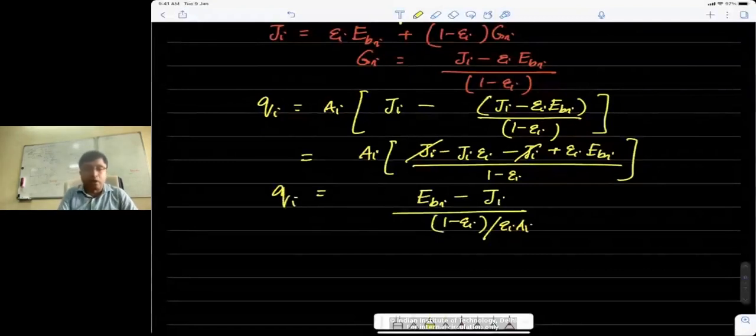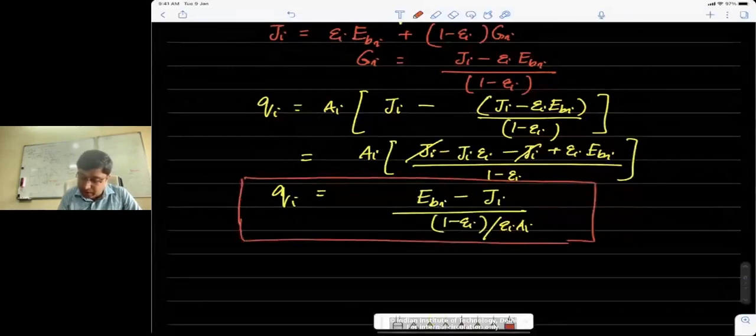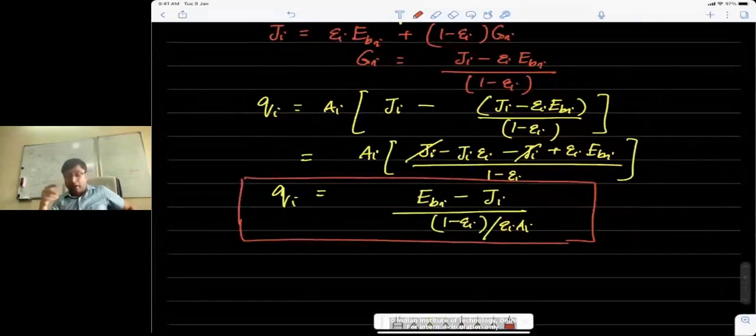So I've just pulled down epsilon and A in the denominator. What this equation is telling me is that for diffuse gray surfaces in an enclosure, the rate of energy leaving, or required to be removed, depends on something I'll discuss very soon. Now the rate at which energy has to be provided is given in terms of the difference between the black body radiation and the radiosity, with something in the denominator.